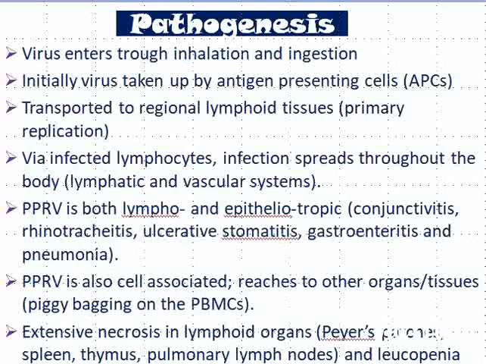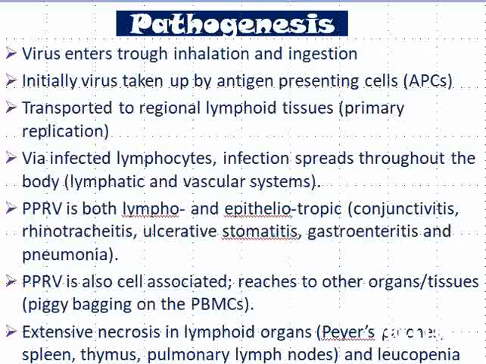Then via infected lymphocytes, infection spreads throughout the body via lymphatic and vascular system. PPR virus is both lymphotropic as well as epitheliotropic, and infection usually results in conjunctivitis, rhinotracheitis, ulcerative stomatitis, gastroenteritis, and pneumonia. Like other morbilliviruses, PPR virus is also cell associated. Therefore, it is thought that it reaches other visceral organs and tissues through peripheral blood mononuclear cells.